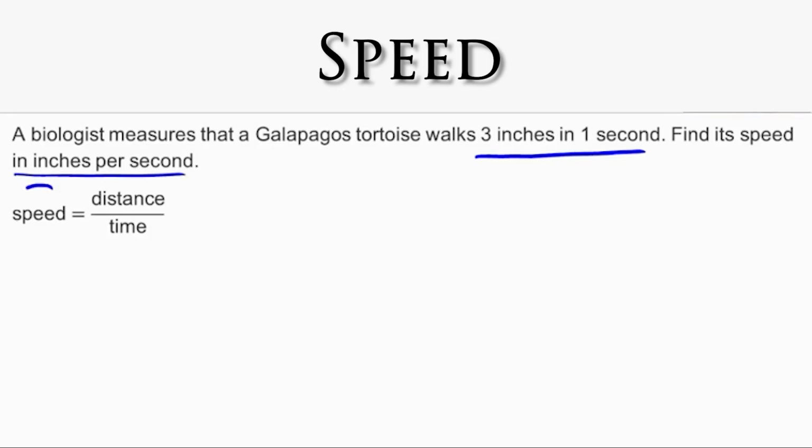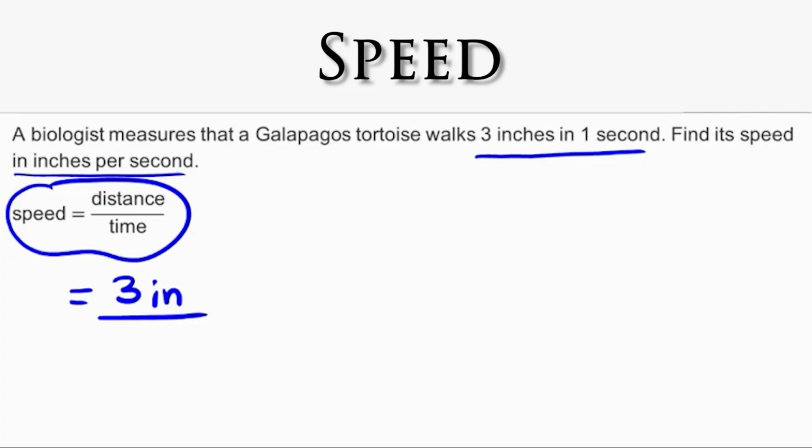So we will use that same equation we just saw. Speed is equal to the rate of distance over time. So speed is going to be equal to, well, how far did the tortoise walk? It walked 3 inches, and how much time did it take? 1 second. So you can see, as a rate, the speed of the tortoise is 3 inches per second. So for every 1 second, the tortoise walks 3 inches.